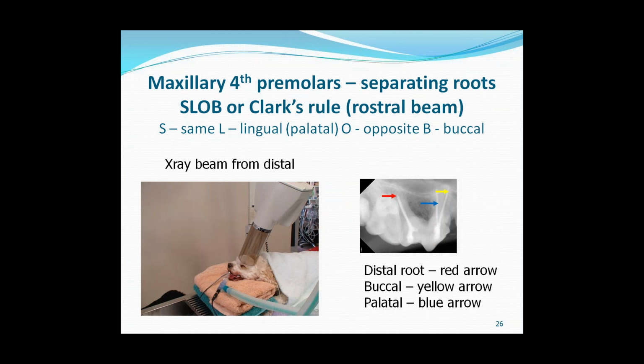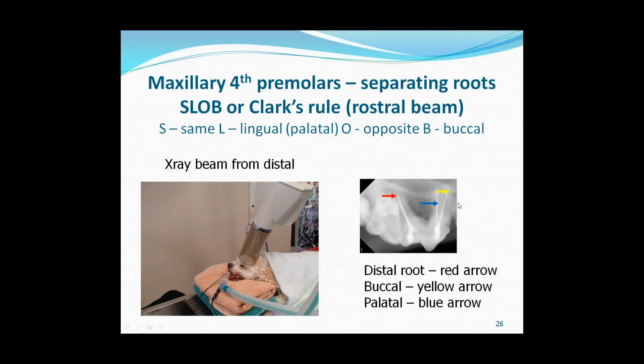A similar situation occurs when you move the tube head towards the dog's tail. So in other words, if you move the tube head in a caudal fashion, you would also expect the SLOB rule to apply. So the lingual root, or the palatal root in our case, is going to move in the same direction as the tube head. So you're moving the tube head towards the caudal direction or the tail of the dog, and therefore the palatal root is also going to move towards the tail of the dog.